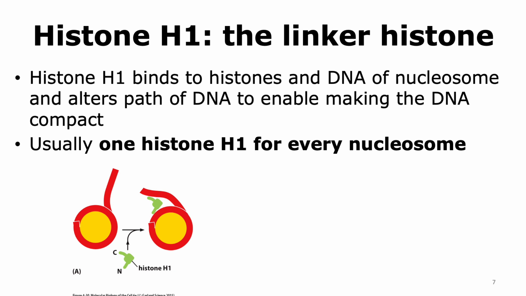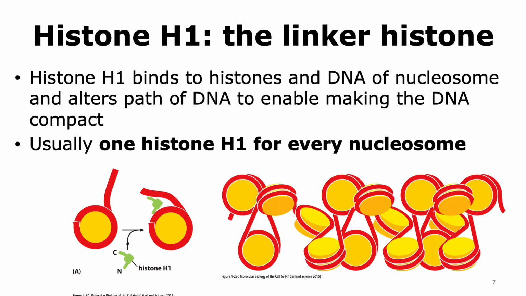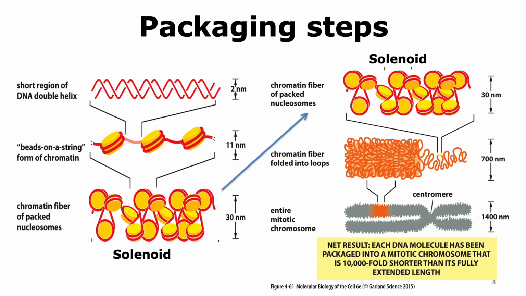The histone H1 interacts with the DNA and the histone octamer, and it changes the path of the DNA as shown in the figure to the right, where now we can see a zigzag structure of the nucleosomes that are close to each other, and this allows the DNA to become more compact. In cells, the DNA has to be present in a very compact structure so that it can fit into the small size of the nucleus.